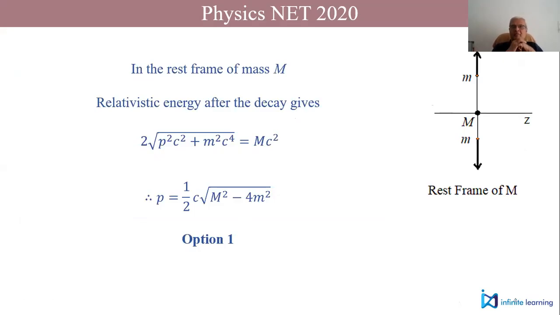So in the rest frame, the total energy after the decay would be 2 times root p square c square plus m square c to the 4. And that energy has come from capital M c square. If you invert this, it will give you your option 1 as the answer.